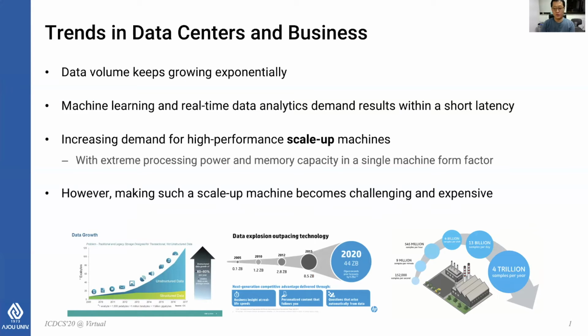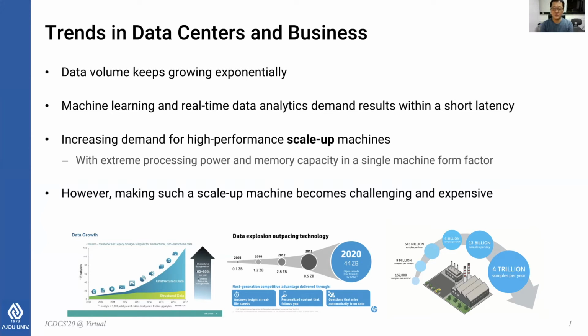As you may already know, the data volume in the world has been growing exponentially. Many surveys expect the growth will continue and even increase further due to emerging data-intensive applications such as machine learning, artificial intelligence, and Internet of Things. In this trend, many machine learning and data analytics want to get the result within a short latency. To satisfy the requirement, there has been increasing demand for high-performance scale-up machines with extreme processing power and memory capacity.